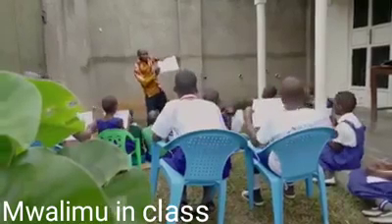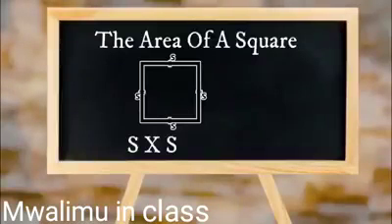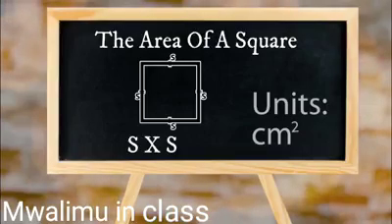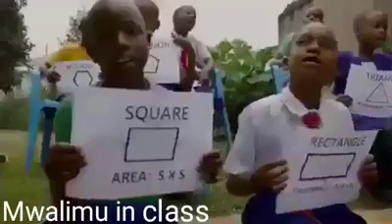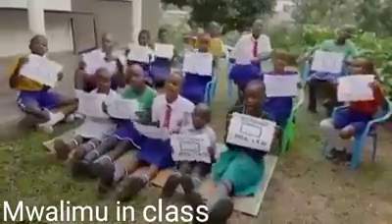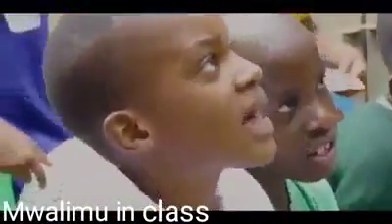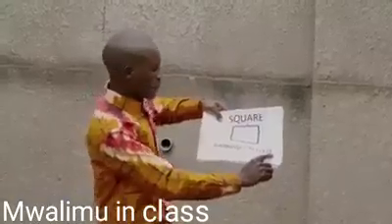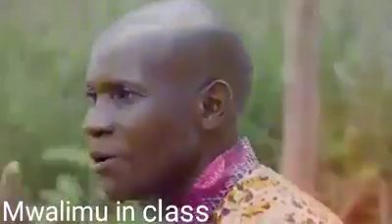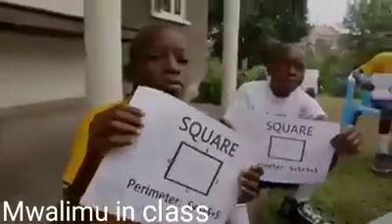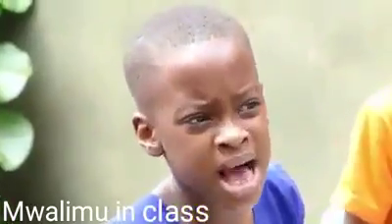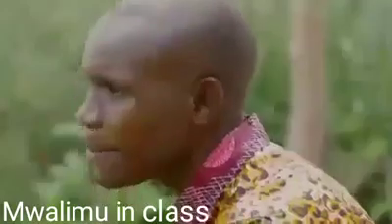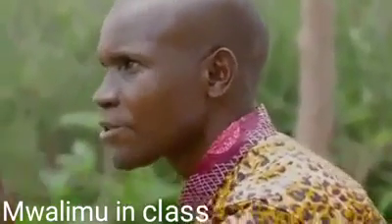The area of a square is side times side, and its units must be squared. Side plus side plus side plus side is the perimeter of a square.